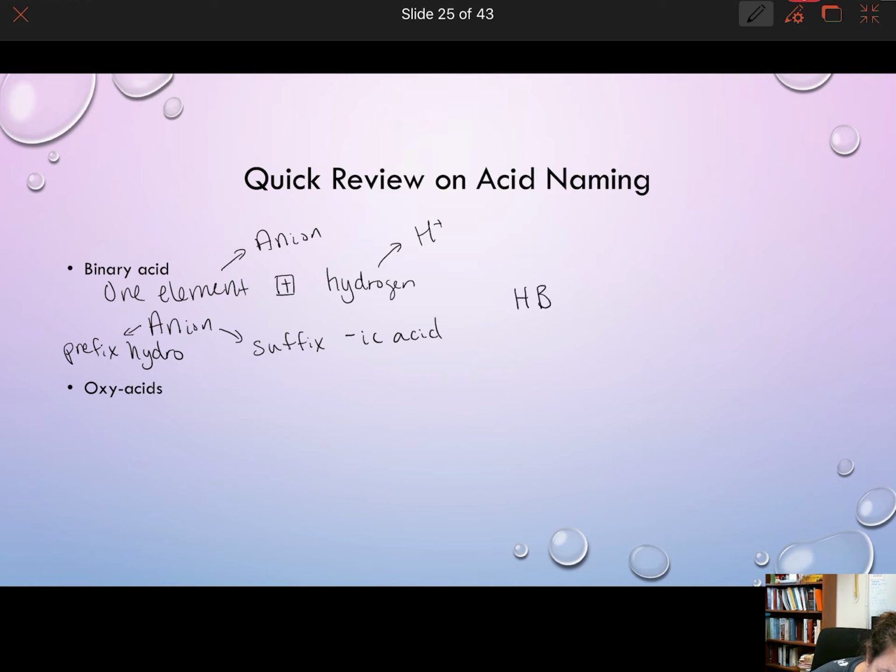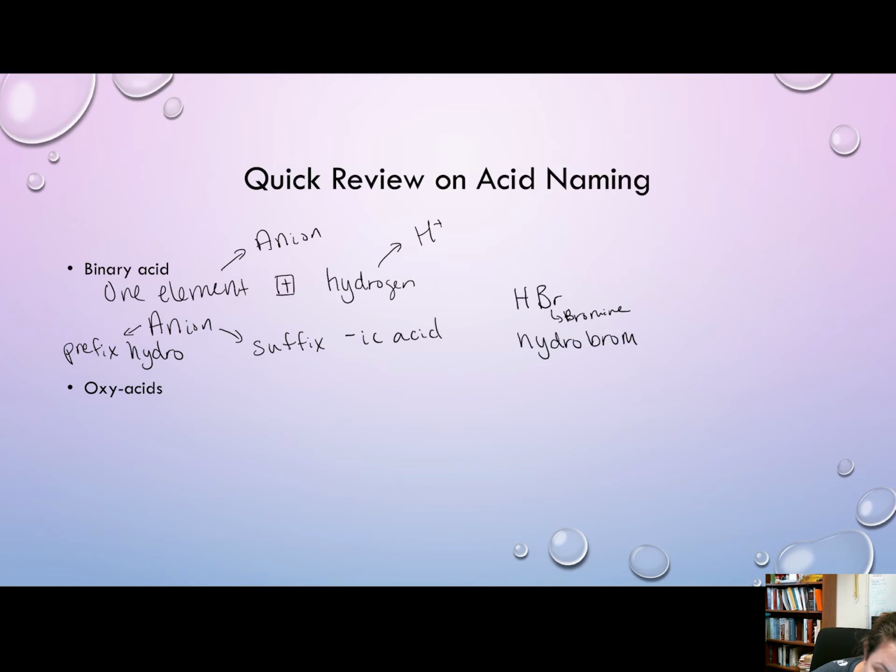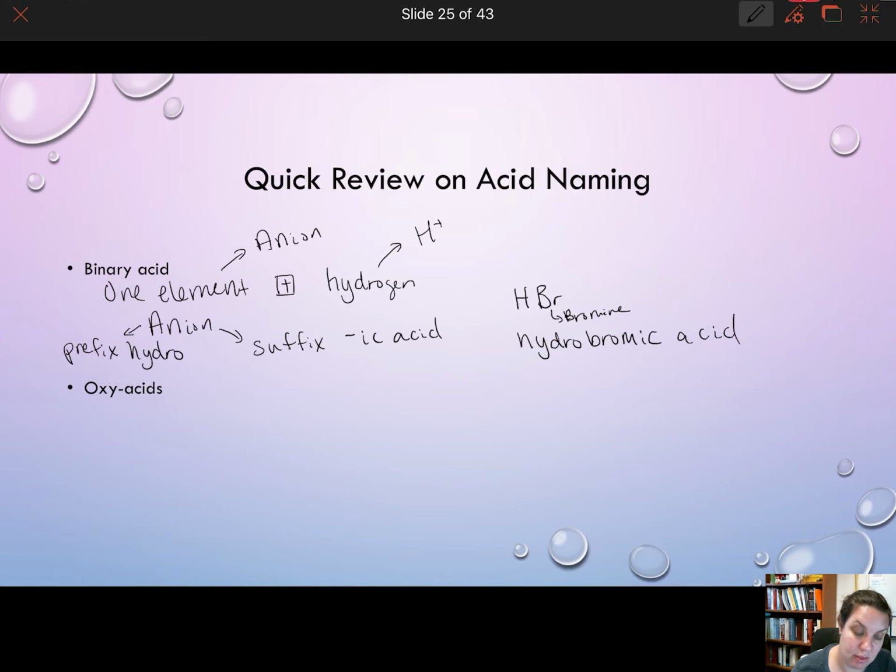So if we have something like this, this is bromine. So we'd add hydro to the beginning of it. Then we'd have bro, and then we add the ending "ic" acid. So hydrobromic acid. Okay.